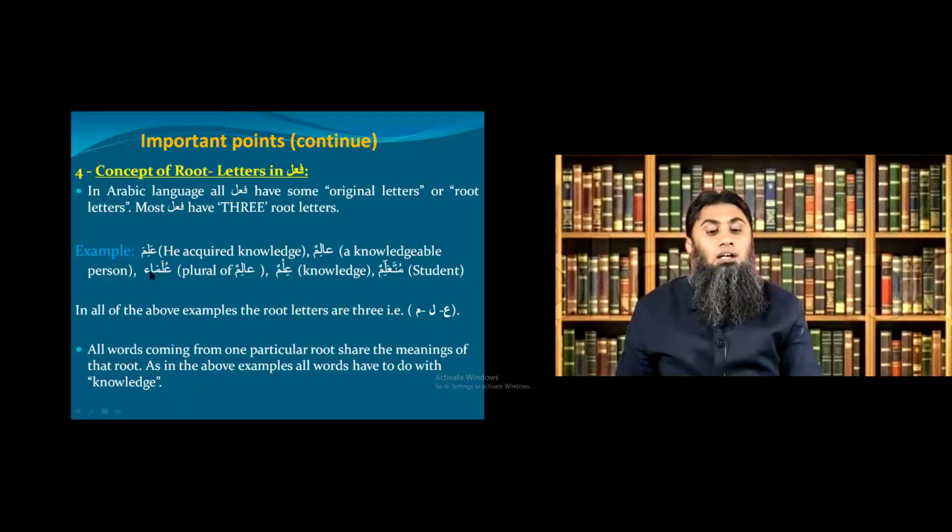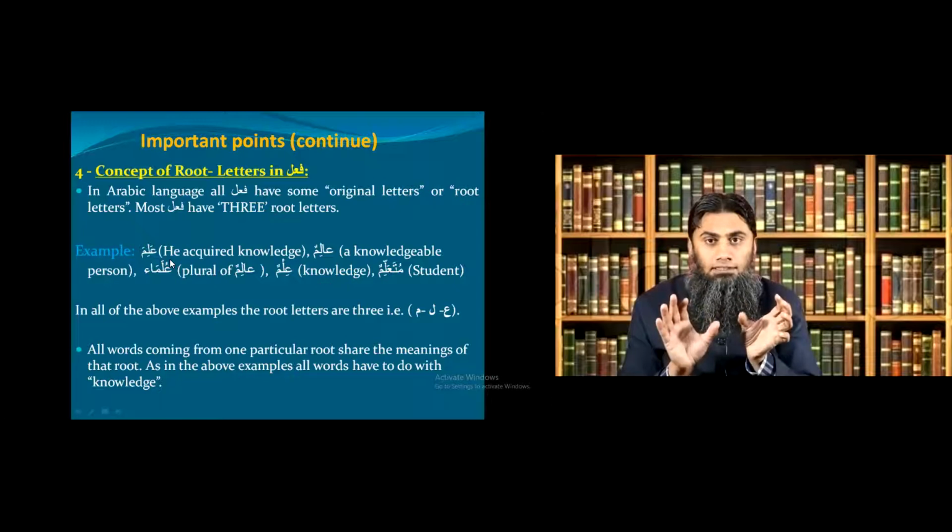For example, ulama has ain, lam, mim, and then it has alif and hamza, which are extra in it. So this ain, lam, and mim in this example will be called the root letters. Ain, lam, mim in this example are the root letters for all of these words. And root letters have a specific meaning or connotation. For example, ain, lam, mim.